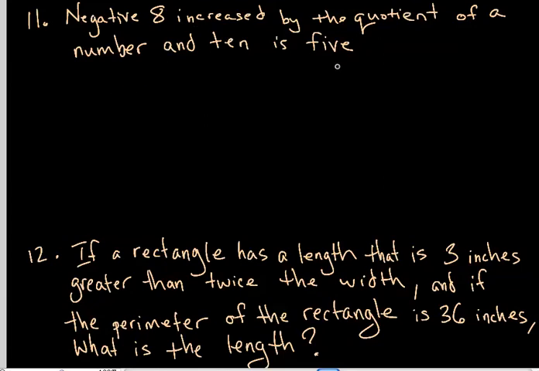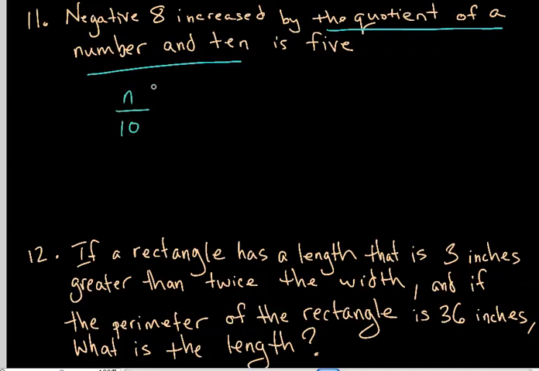Negative 8 is increased by the quotient of a number and 10 is 5. Excuse me, let me read that again. Negative 8 increased by the quotient of a number and 10 is 5. So right here I have the quotient of a number and 10. Back in the study guide, we called that n over 10.